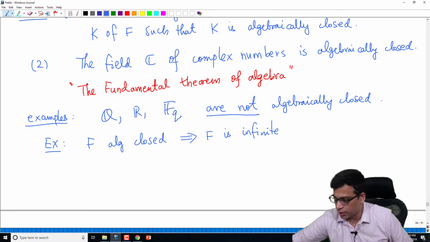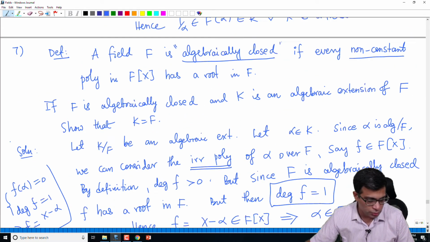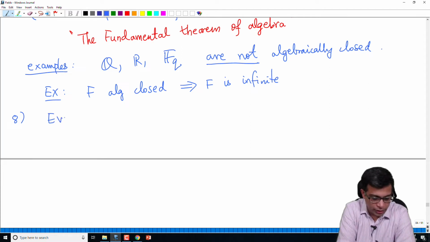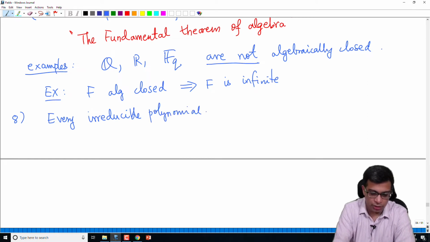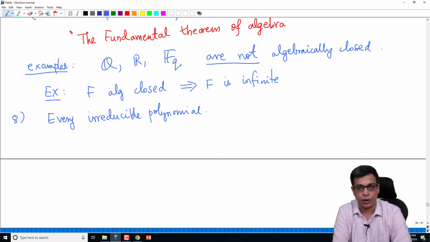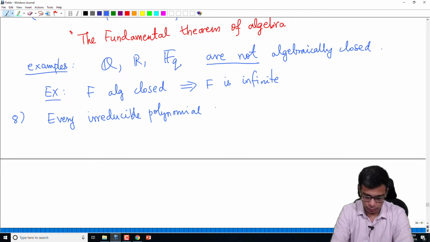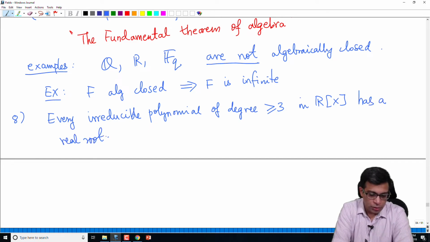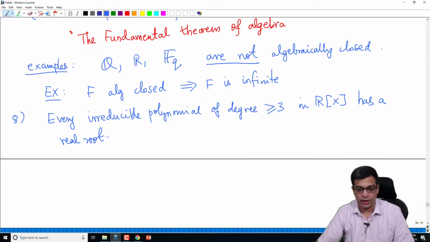Okay, so along these lines, I want to do one exercise, which is number 8, and that's the following. Show that every irreducible polynomial... I just commented just now that the real number field is not algebraically closed, because there are degree 2 polynomials which have no roots. For example, x squared plus 1 has no root. In this exercise, we'll show that any degree 3 or higher polynomial which is irreducible has a real root. So while there are irreducible degree 2 polynomials, there cannot be any irreducible degree 3 polynomials, irreducible degree 4 polynomials, and so on.